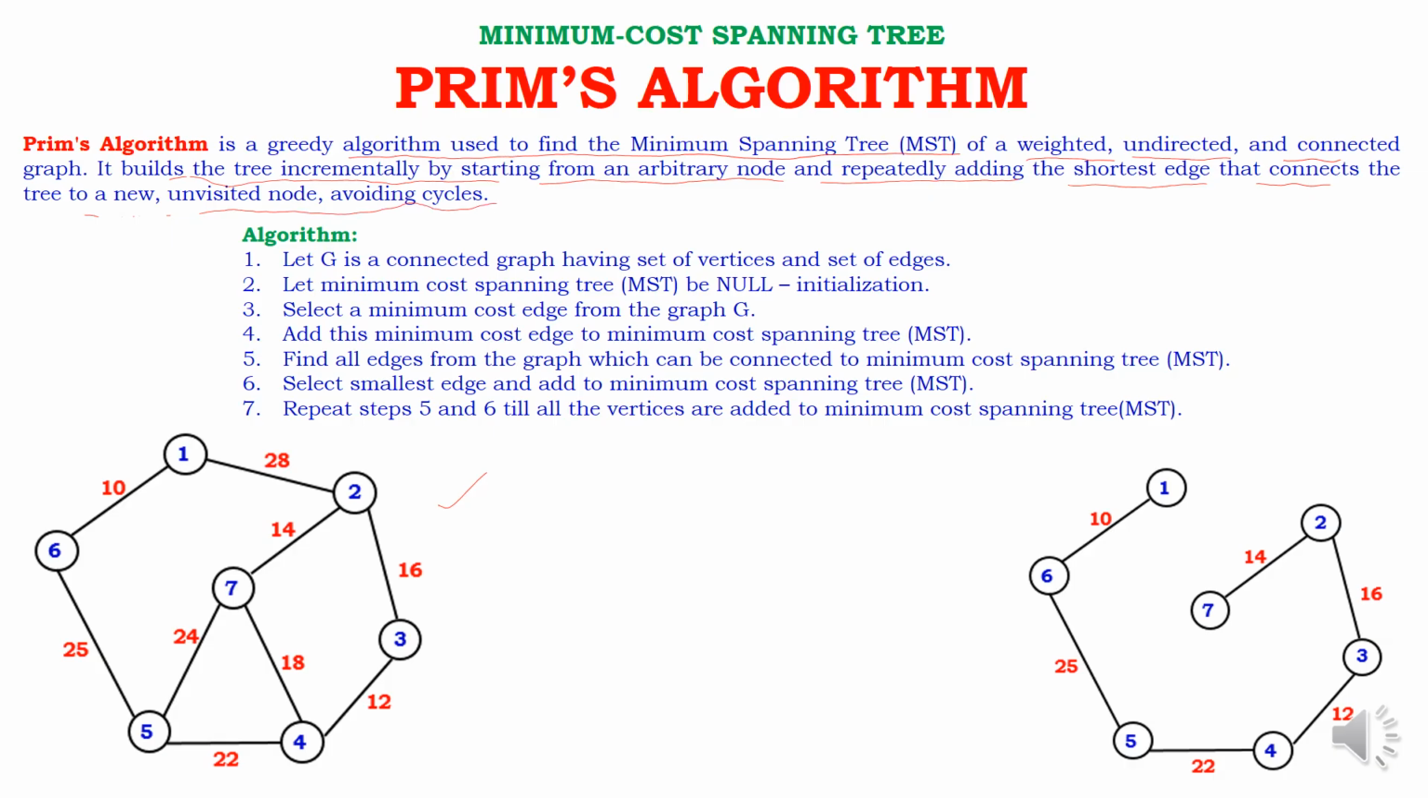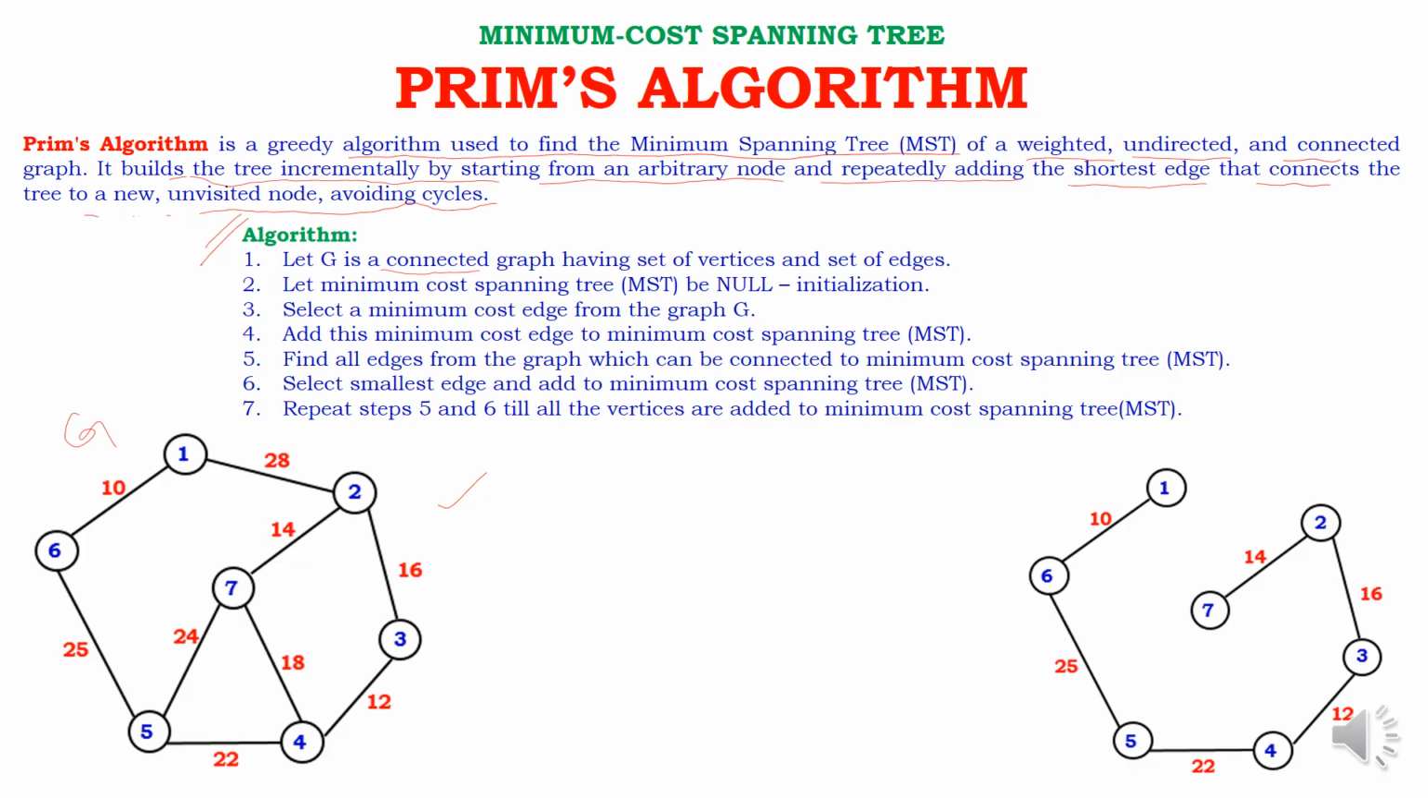So we should find the minimum cost spanning tree, which contains all the vertices and a subset of edges, and it should not form any cycle. The total cost, or the total weight of edges selected, should be minimum. Then it is said to be minimum cost spanning tree. The algorithm is as follows. Let G be a connected graph. Say this is G.